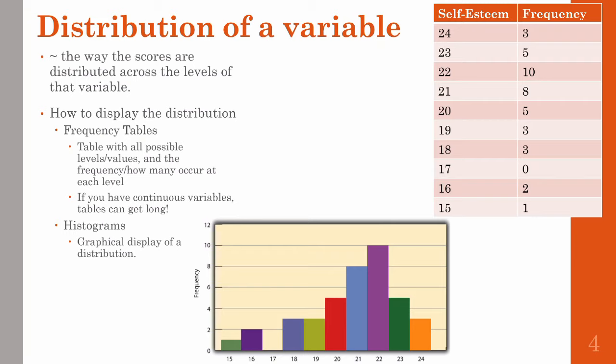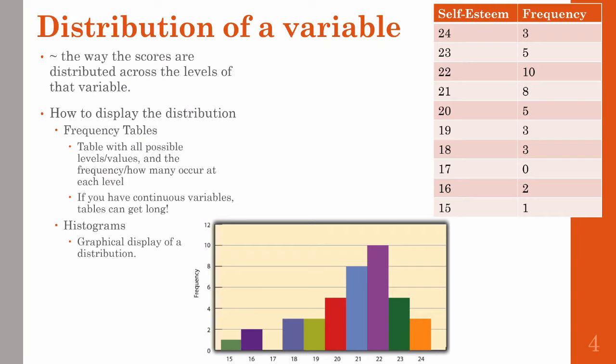So if we had a variable measuring self-esteem levels in people, we have our frequency table on the top right. The left column shows all of the values that were reported by people in our sample, and the right column shows how many responses there were at that particular value. So 3 people had self-esteem values of 24, 5 had values of 23, 10 people had values of 22, and so on.